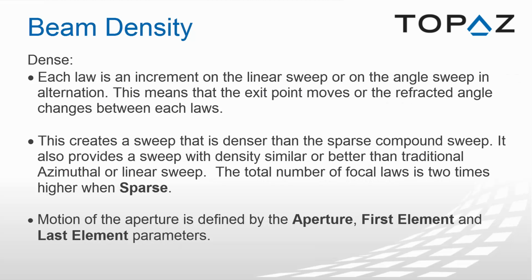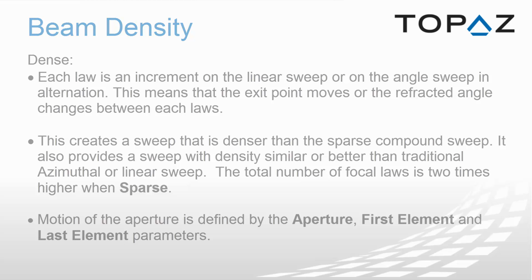Next, we have dense. With dense, each law is an increment on the linear sweep or on the angle sweep in alternation. This means that the exit point moves or the refracted angle changes between each law. This creates a sweep that is denser than the sparse compound sweep. It also provides a sweep with density similar or better than the traditional azimuthal or linear sweep. The total number of focal laws is 2 times higher than when sparse. Motion of the aperture is defined by the aperture, first element, and last element parameters.